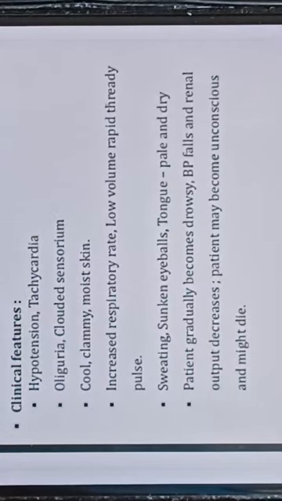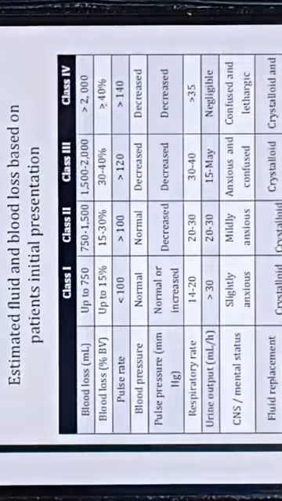And coming to clinical features: hypotension, tachycardia, oliguria, altered sensorium, cool, clammy, moist skin, increased respiratory rate, low volume rapid thready pulse, sweating, and shrunken eyeballs. These are the same symptoms as of dehydration: sweating, shrunken eyeballs, tongue pale and dry. The patient gradually becomes drowsy, BP falls, urinary output decreases, and the patient may become unconscious and might die.